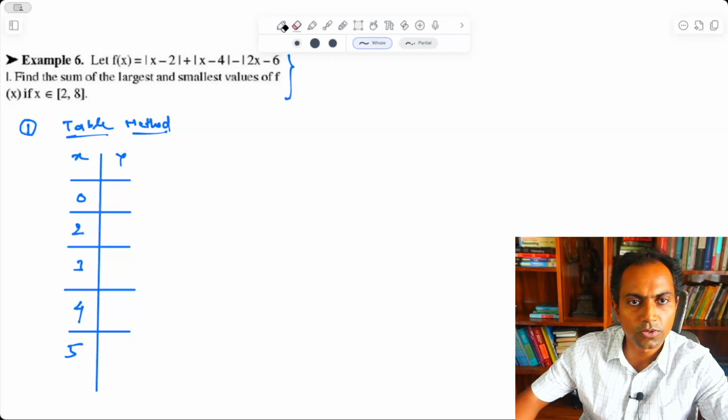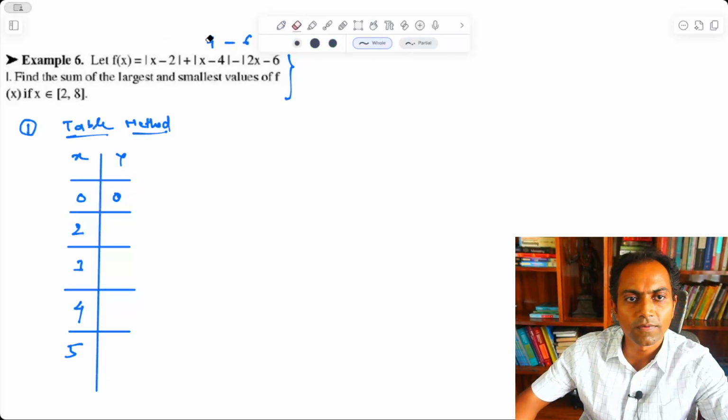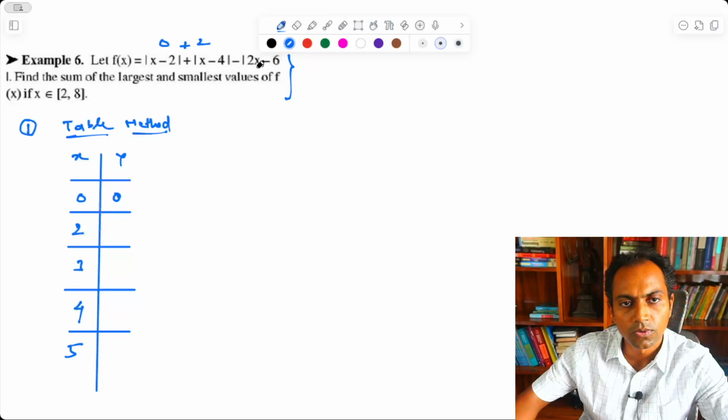So if I put 0, you can see the first part will become 2, the second becomes 4, the next one becomes 6. There is a minus sign, plus sign, so it becomes 0. If I put the second value, let us see what I get from there. If I put 2, the first one becomes 0, the second one becomes 2, the next one will also become 2, again it subtracts and becomes 0.